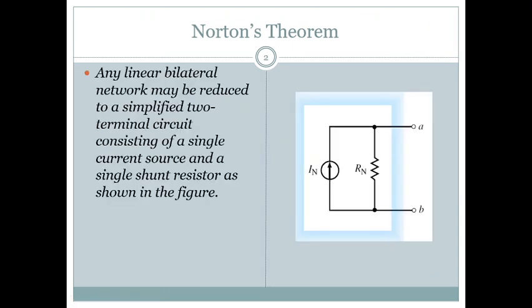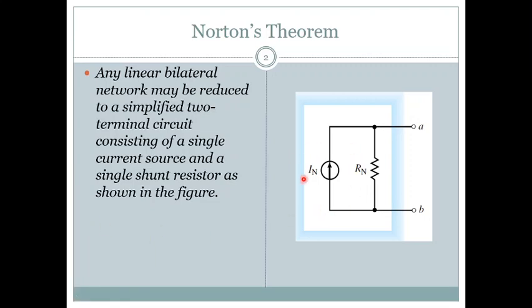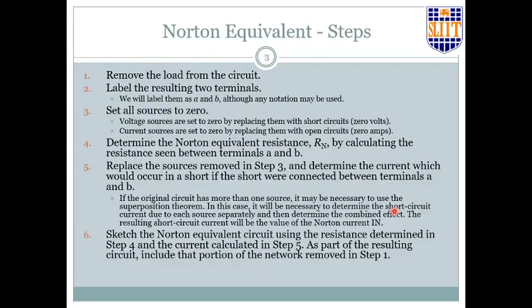The Norton's theorem says any linear bilateral network may be reduced to a simplified two-terminal circuit consisting of a single current source and a single shunt resistor, as shown in the figure. So here, instead of a voltage source, we convert the rest of the circuit into a current source with a parallel resistor. So let's look at the steps.